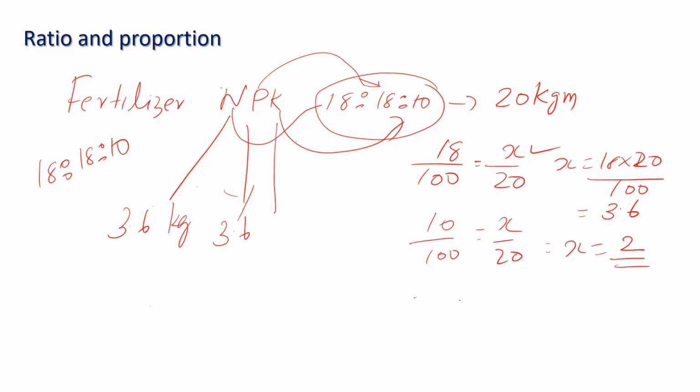So your potassium will be 2 kilogram. That means by adding all these, we will get 3.6, 7.2, 9.2 kilogram of pure fertilizer, containing nitrogen, phosphorus and potassium. Remaining will be the media used for making the fertilizer.